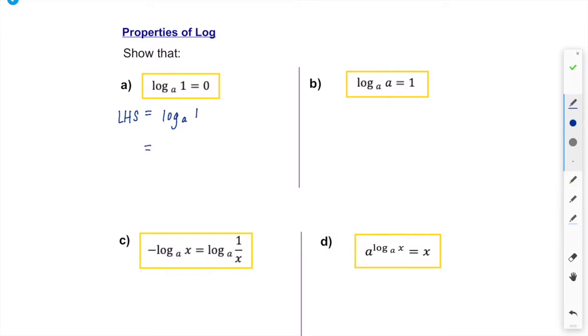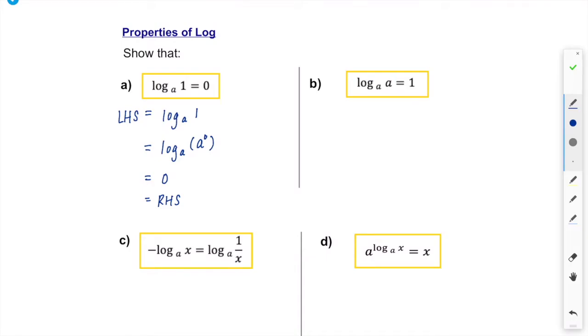Now remember previously we said that we're technically looking for an equivalent power of a for 1. And we know that this is a to the power of 0. So really, it doesn't matter what base you have because this is always equal to 0. Okay, so we have shown that left side equals right side.